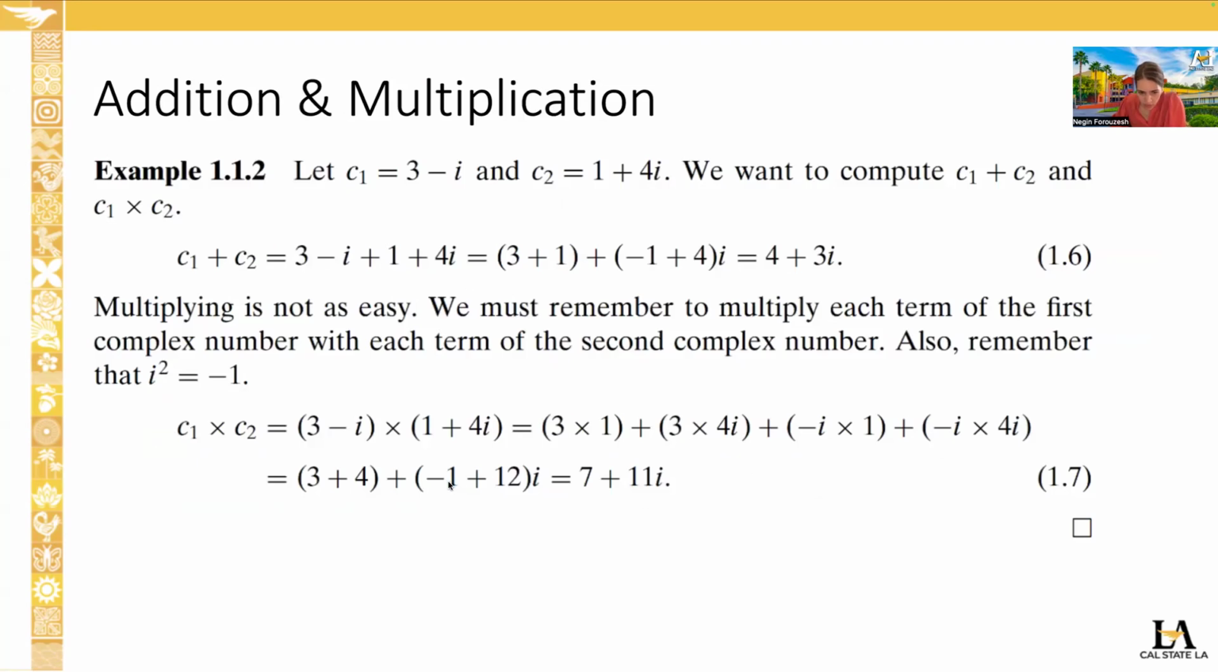And therefore here, when you have -I times 4I, it gives you -4I squared, and I squared is -1, therefore you have +4 in here, right? So you add 3 and 4, and the rest of it, you just factor out I, you add these numbers, and this is what you get. So the final answer is 7, which is the first part of your complex number, and the rest of it, the coefficient of I is 11, and then you have your imaginary number.